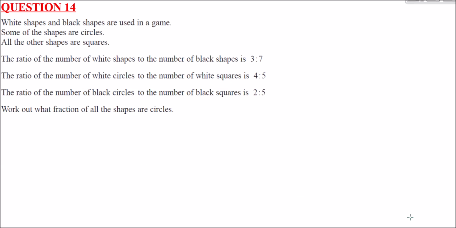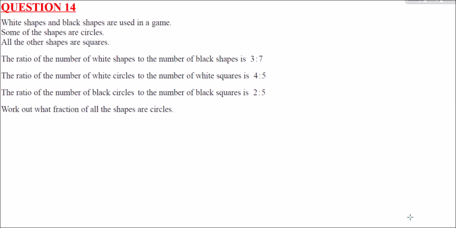Question 14 is a horrible ratio mix question. So we've got white shapes and black shapes that are used in a game. Some of the shapes are in circles, other shapes are in squares. The ratio of the number of white shapes to the number of black shapes is 3:7. So let's start with this.